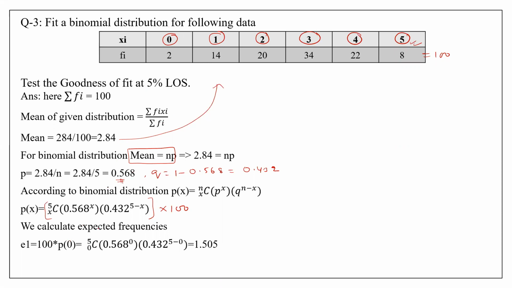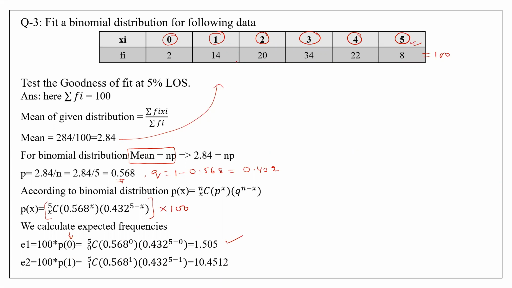So the first x value is 0. So put 0 in this formula. You can see it will become 5C0 into 0.568 power 0, and for this, power 5 minus 0. So when you calculate this, you will get 1.505.